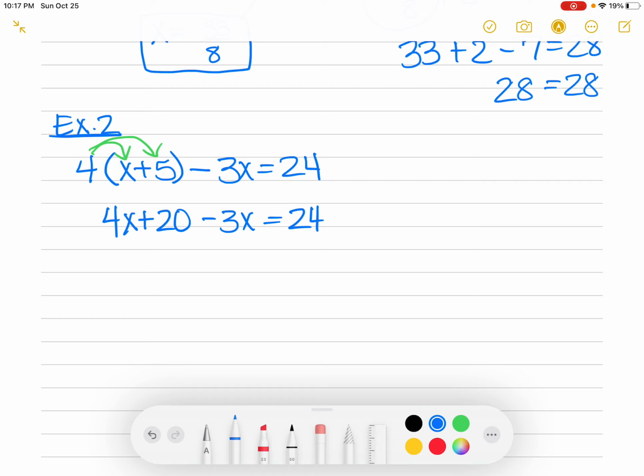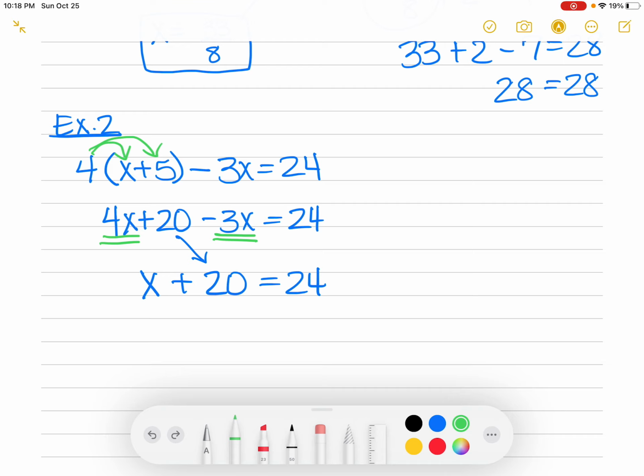Now I'm going to add my like terms. So I'm not ready yet to solve. I still have like terms here, the 4x and the negative 3x, which gives me 1x, which I just write as x. So x plus 20 equals 24. See, I just brought down the 20. It didn't have a like term. I can't add this 20 with the 24 because they're not on the same side. You can only do that when they're on the same side.